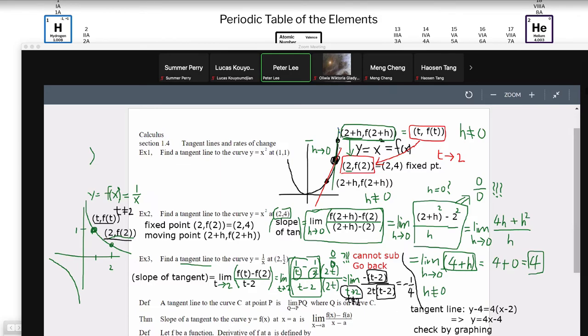So what is the last equation? The last equation will be y minus a half. The point is 2 comma a half. So right here, that will be minus 1 over x.